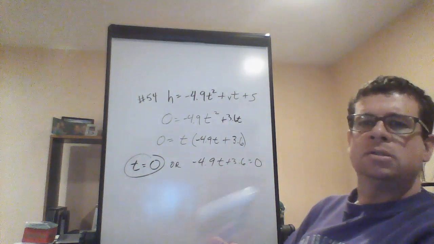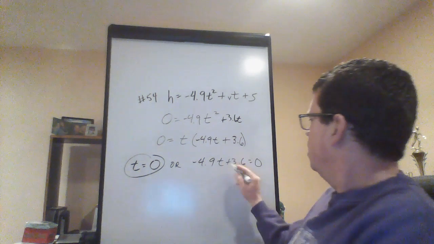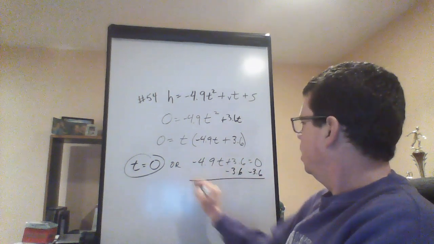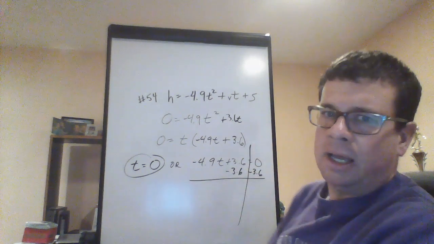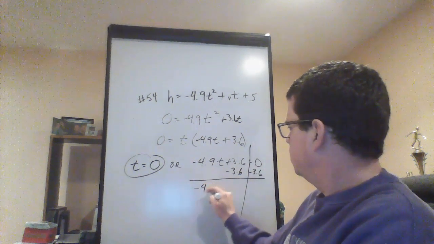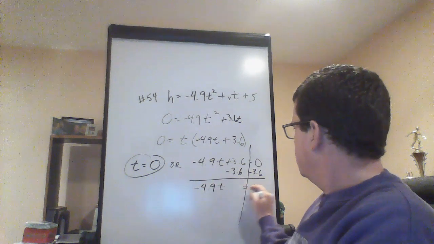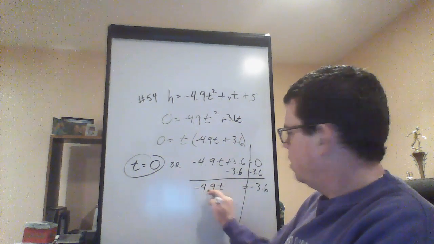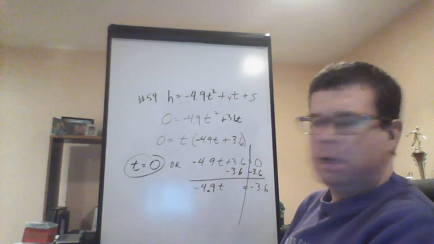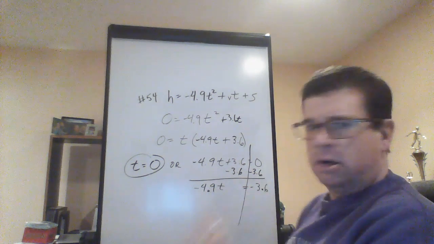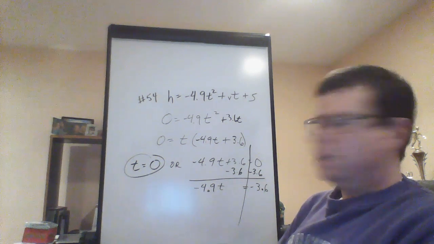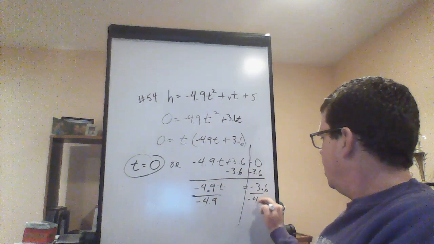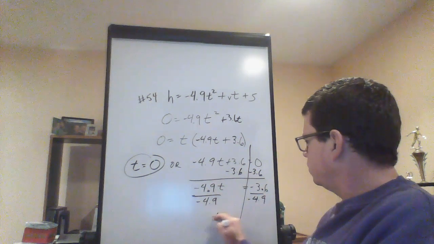Yep, it's a two-step equation. So I do addition and subtraction first. I apologize for drawing my line like that. So we have negative 4.9t equals negative 3.6. Again, there's a decimal point there, and there's also a decimal point there. Don't lose those. It's kind of hard to see on that board. But now I'm going to divide both sides by negative 4.9.